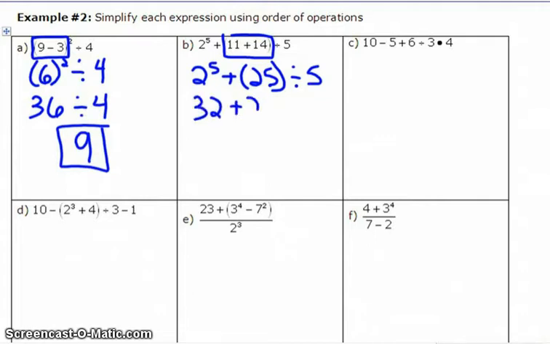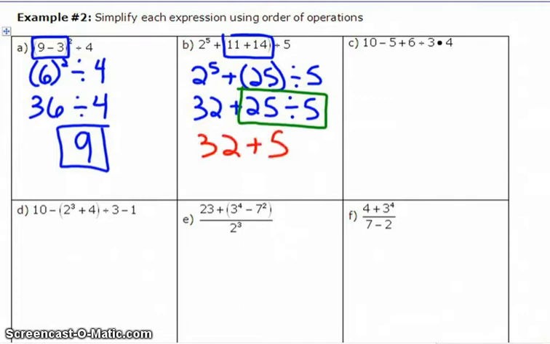Now I don't do anything else, I'm taking this one step at a time. Now here's where people make mistakes. The next step should be multiplication and division. Do not add 32 and 25 together, okay? We do division first. That comes next. So I'm doing 25 divided by 5, which is 5.